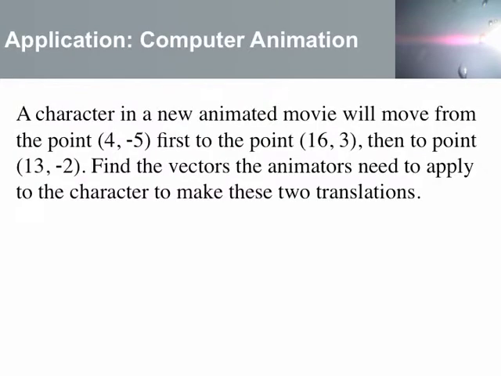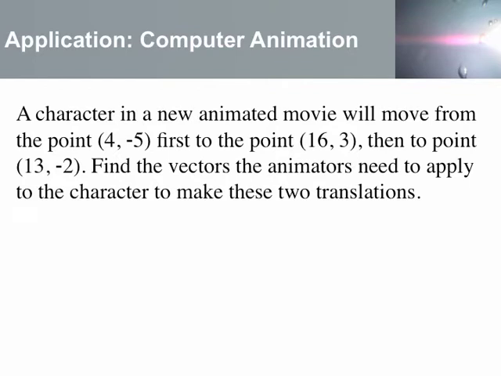All right, here's a real-life problem. Computer animation actually involves the very thing we're talking about, translations, and also the other types of transformations. But here's a character in a new animated movie, and it will move from the point (4, -5), first to the point (16, 3), and then to (13, -2). So really there's 2 vectors that the animators need to apply.